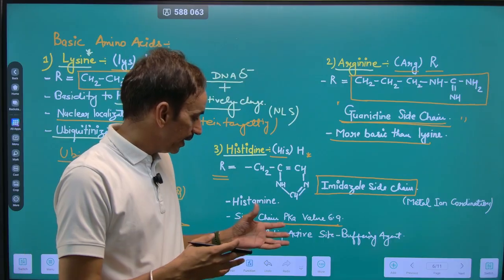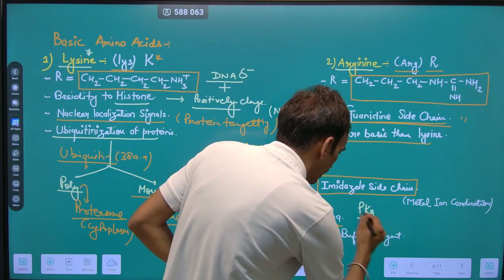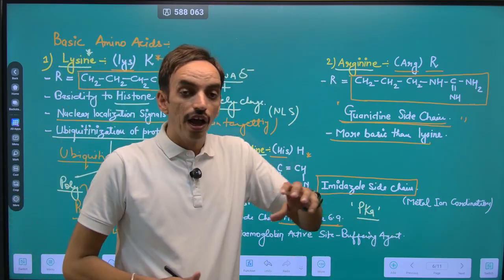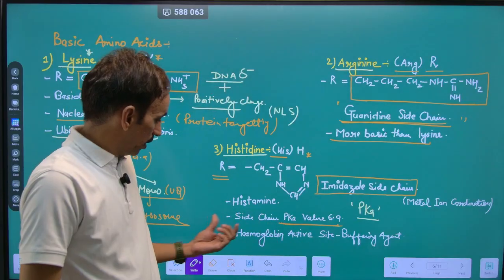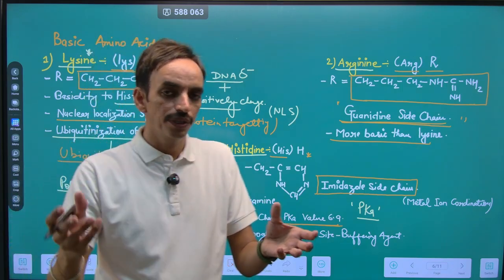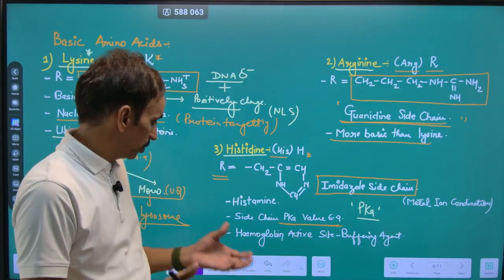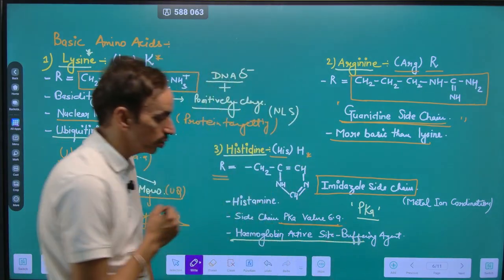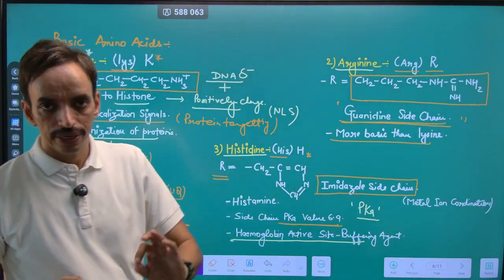So pKa, आगे बात करेंगे अपन. pKa is the pH at which the acid, or any other molecule, remains half associated and half dissociated. So if it remains half associated and half dissociated, it can act as a buffering agent. So hemoglobin active site पर जो histidine है, it also acts as a buffering agent. कैसे, अपन आगे बात करेंगे.